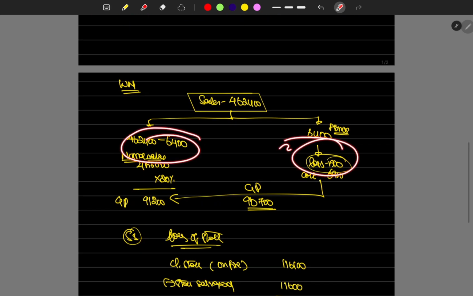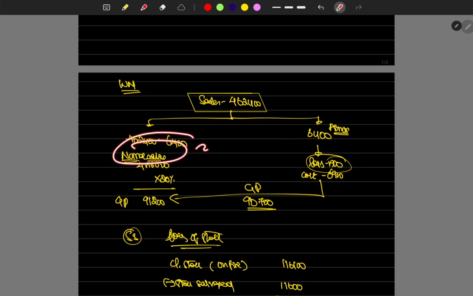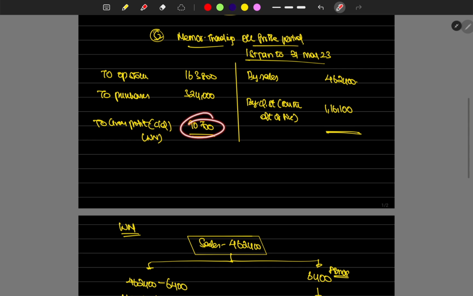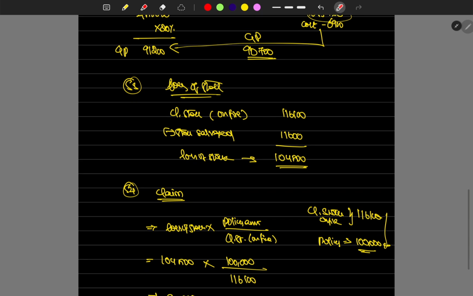Then there is a memorandum trading account we prepared, and we calculate the gross profit by segregating the normal sales and abnormal sales. Normal sales is usual sales, and the sale value of abnormal sales has to be removed. Then we'll get the normal sales. Abnormal sales is 6,400. The loss is 500. The cost is 6,900. Net of the loss with the profit, we'll get the actual gross profit, which is 90,700, that we have inserted here. And the closing stock on the date of fire is the balancing figure. Closing stock at the date of fire deducted by the salvaged stock, we'll get the actual loss of stock.